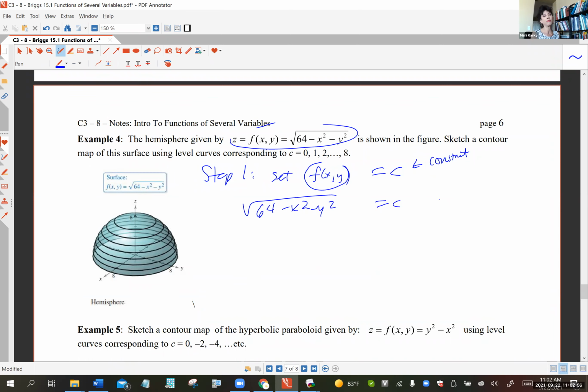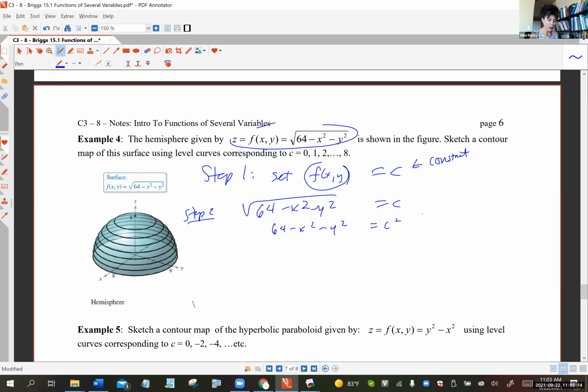Now, after step 2 here, you may want to go a little bit further because that doesn't look like anything familiar, at least not to me. I'm going to rearrange things a little bit. So I'm going to square both sides because I can, to get rid of the radical.